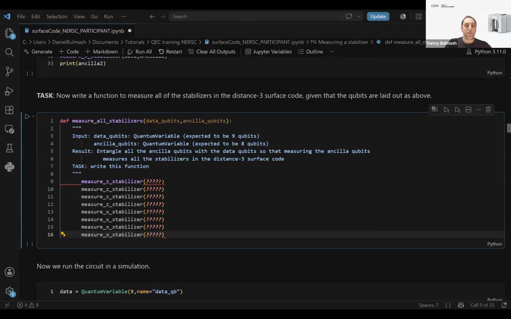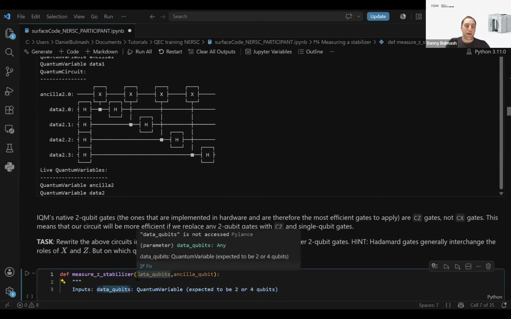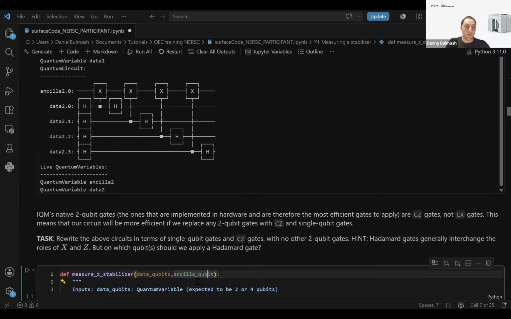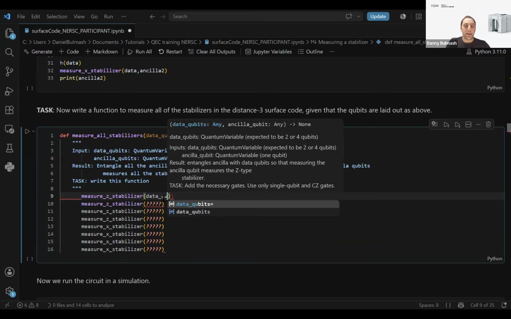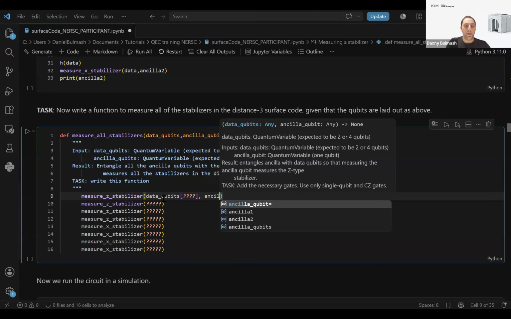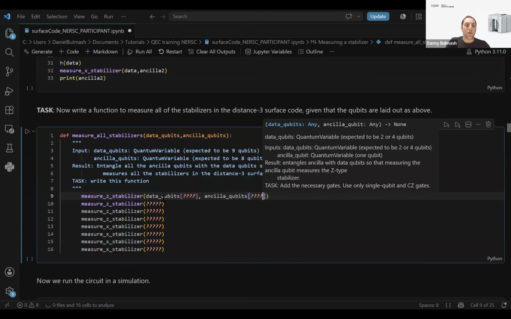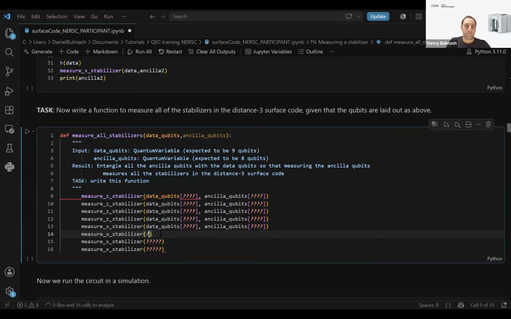Okay. So for each of the stabilizers that we want, let's see what our stabilizer function looked like. It took the data qubits that are involved in that stabilizer and the ancilla qubit that we're looking for as the arguments. So the aim here is going to be to choose certain data qubits and certain ancilla qubits out of the collection of all of them. So the input to this function is all 9 data qubits and all 8 ancilla qubits. And our aim is to choose the right data and ancilla qubits, so that we measure the stabilizers we're looking for.